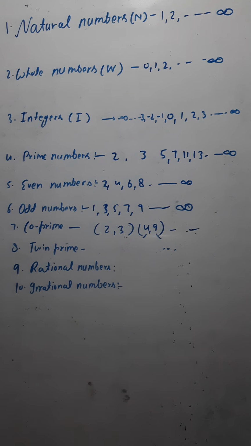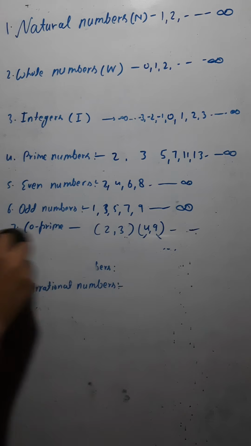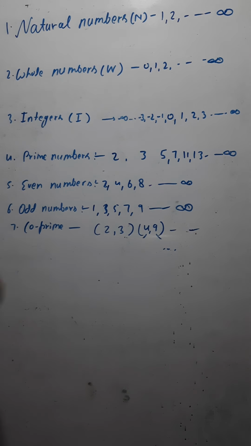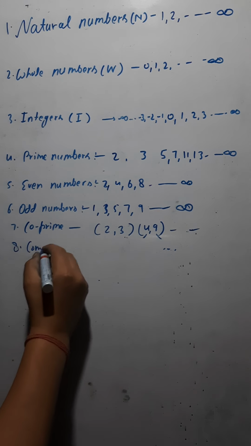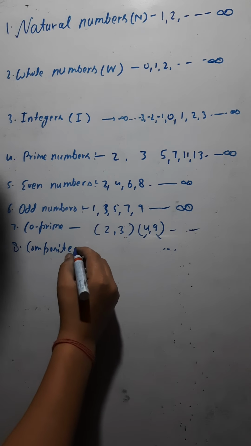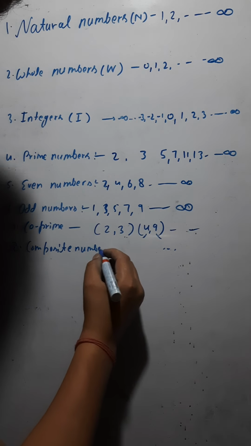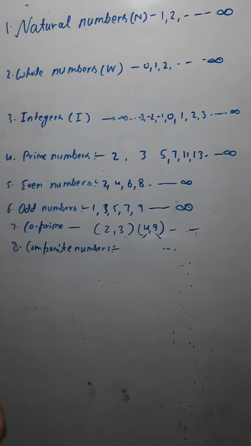Then you have twin primes. Before twin primes, let me tell you one more thing. Sorry, I have just made a mistake here. Let me tell you about the composite numbers first. Composite numbers. So what are the composite numbers?